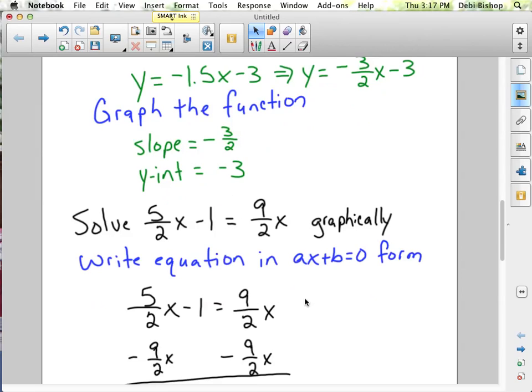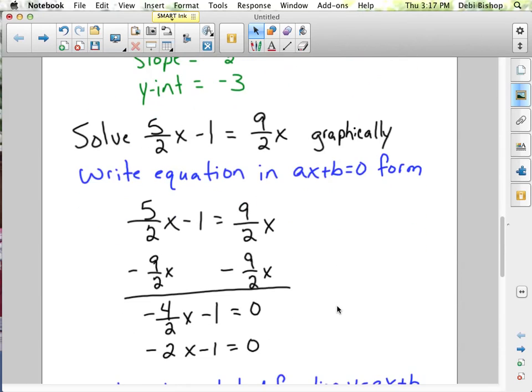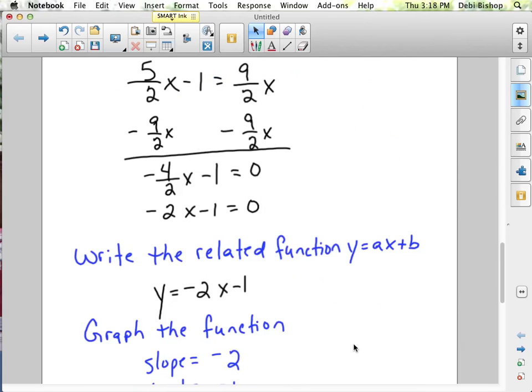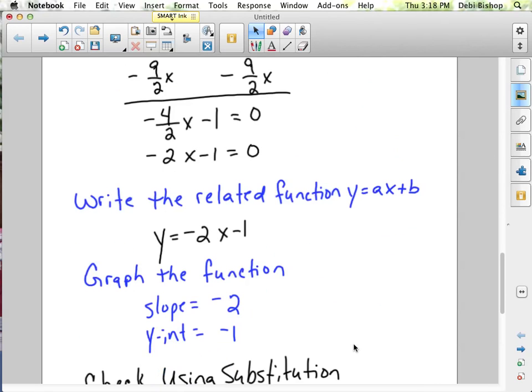Solve negative 5/2 x minus 1 equals 9/2 x graphically. First, I'm going to write it in ax plus b equals 0 form. So I subtract 9/2 x from both sides. I get negative 14/2 x minus 1 equals 0, which is negative 7x minus 1 equals 0. Write it in function form: y equals negative 7x minus 1. If I were to graph this, I know my slope is negative 7 and my y-intercept is negative 1.